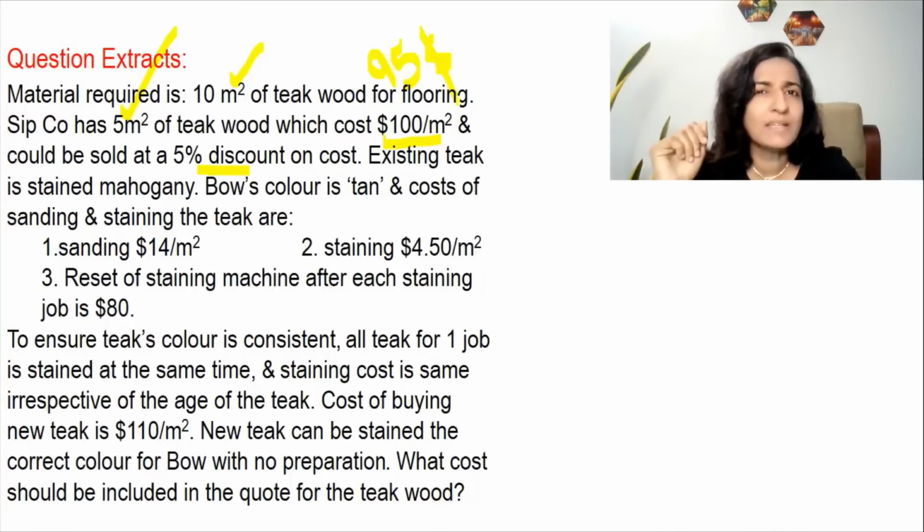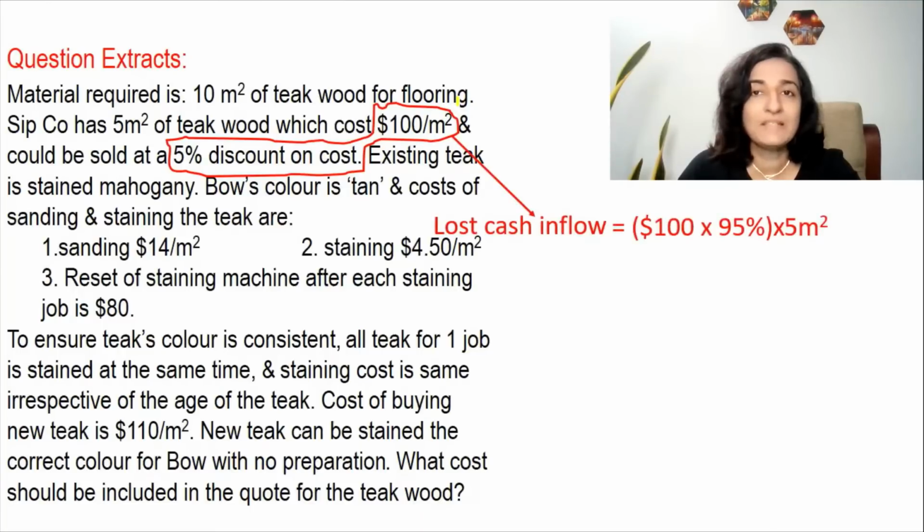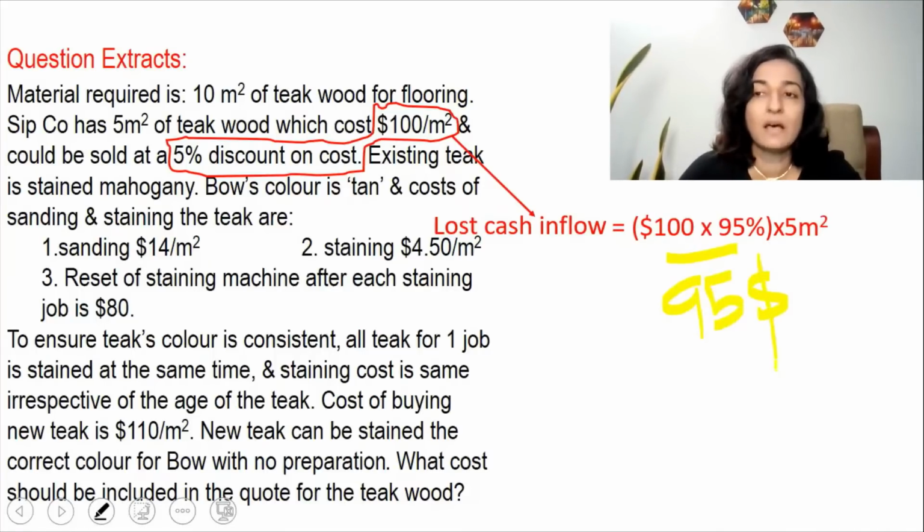And I gave you a quick tip. Whenever you get an expense, see whether it is a cash outflow or a lost cash inflow. This is a lost cash inflow and hence it is relevant. So $100, you're selling it at 5% discount. So it's a lost cash inflow. It's 100 into 95%, or $95. And how many square meters are we selling? 5 square meters. So we multiply with that to get the total cash inflow which is lost, $475.